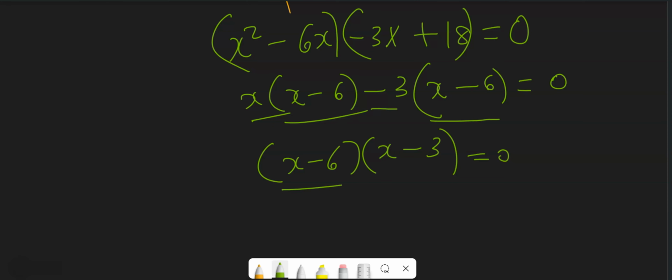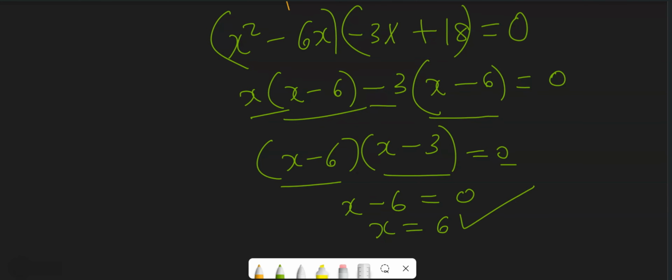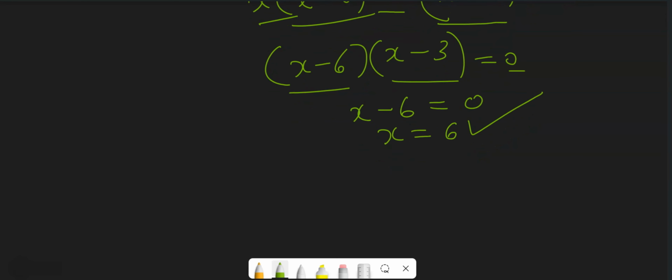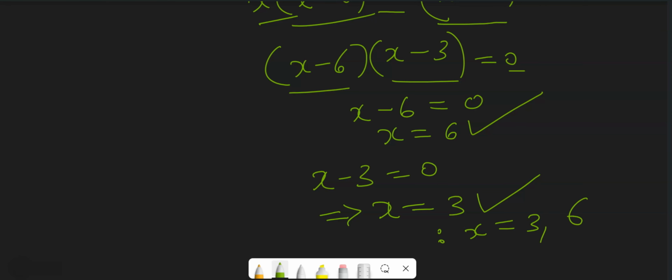So we equate each factor to 0. The first answer is x minus 6 equals 0, which implies that x equals 6. Then the second answer is x minus 3 equals 0, which implies that x equals 3. Therefore x equals 3 and 6, and this is our final answer.